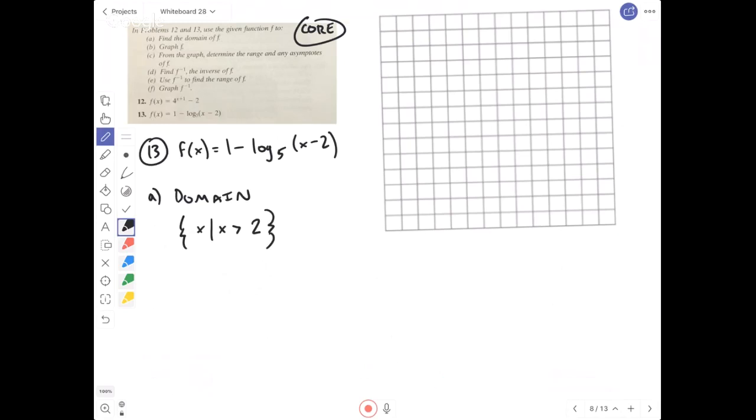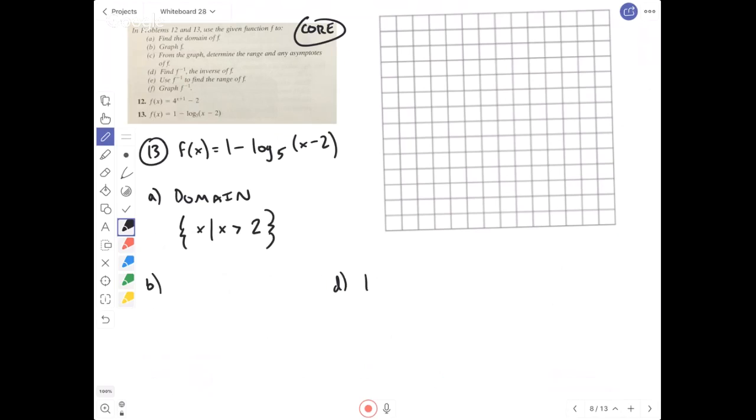Okay. B, graph f. Again, I'd like to make an xy table, but this time, because I'm looking at a log function, I think you'll remember from when we talked about graphing logarithmic functions that it's much easier to find the inverse, the exponential function, then get an xy table for the exponential function, and then go back and plot the logarithmic function. So we're going to do things a little bit out of order, and we're going to go ahead and find the inverse right now. So in order to do step B, I'm going to do step D.